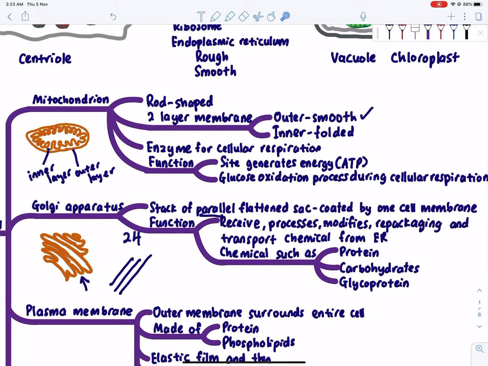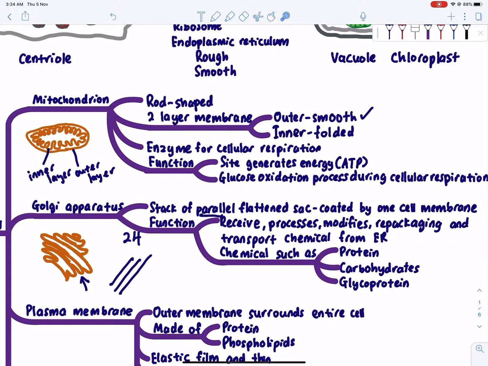Function: they will receive, process, modify, repackage, and transport chemicals from the ER. They receive the product from the ER. The ER has a product synthesized by the ribosome. Ribosomes synthesize protein, more specifically a kind of protein such as hormone or enzyme. This hormone or enzyme will be transported out by the rough endoplasmic reticulum to the cytoplasm, and then they will move to the Golgi apparatus.